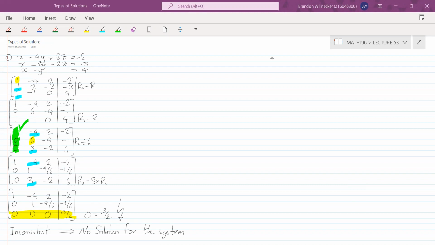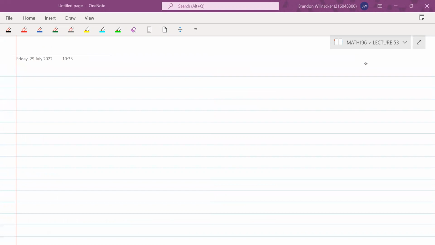Okay, are there any questions about this first example? Okay, let's look at the next one then. Example 2. So here we have x minus 2y plus z is equal to 1.